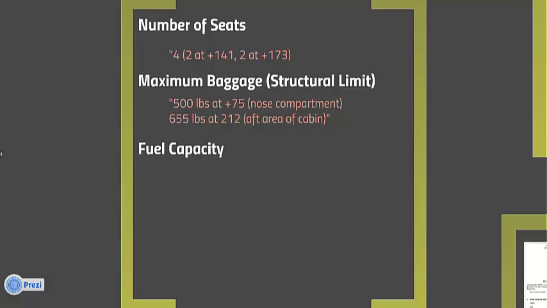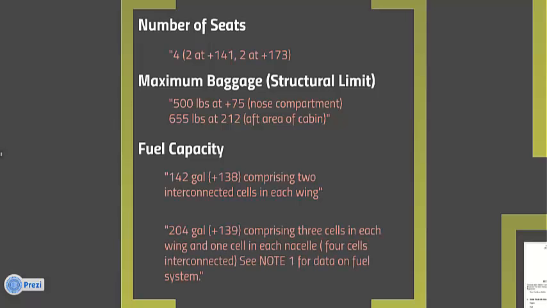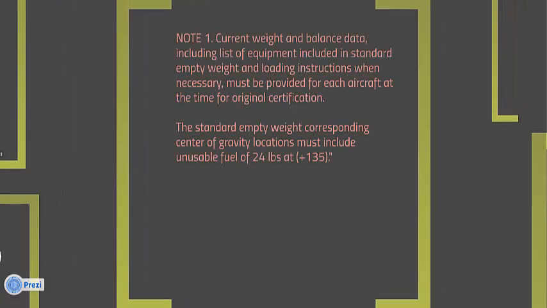Fuel capacity. This important information is given in such terms as 142 gallons, +138, comprising 2 interconnected cells in each wing, or 204 gallons, +139, comprising 3 cells in each wing and 1 cell in each nacelle, 4 cells interconnected. See Note 1 for data on fuel system. Note 1 will read similar to the following example. Note 1: current weight and balance data, including list of equipment included in standard empty weight and loading instructions when necessary, must be provided for each aircraft at the time of original certification. The standard empty weight and corresponding center of gravity locations must include unusable fuel of 24 pounds at +135.